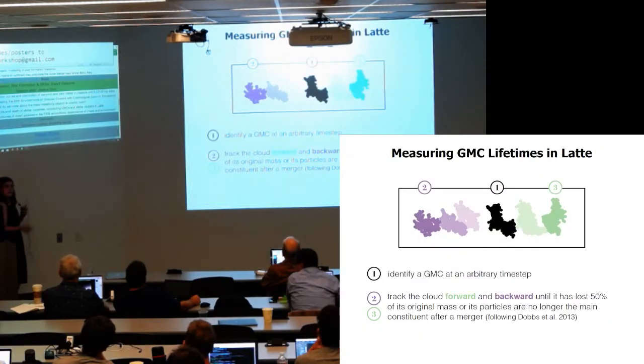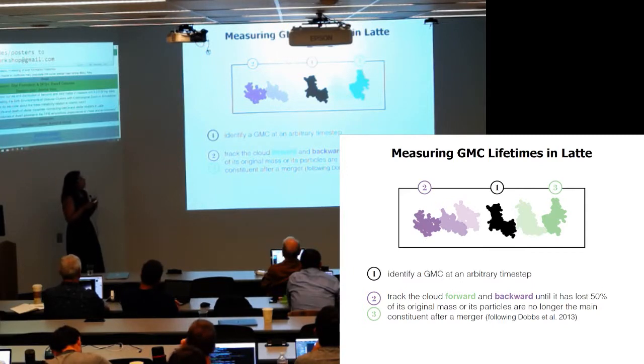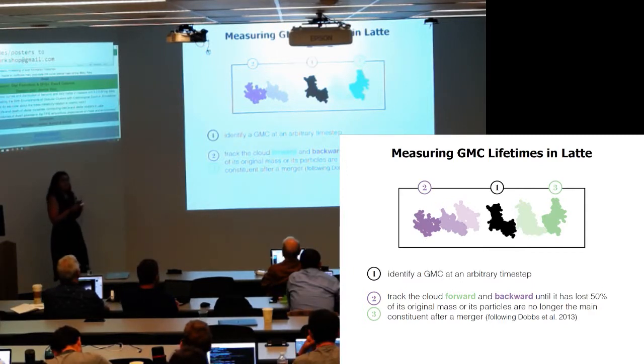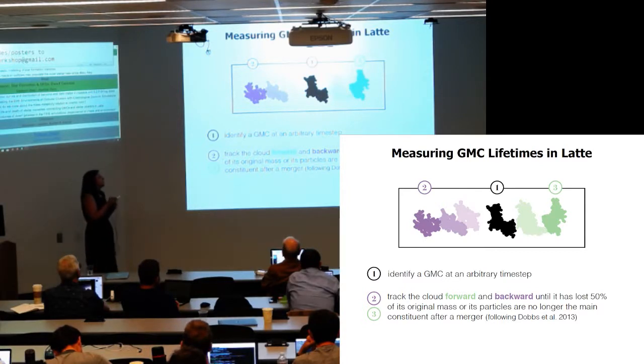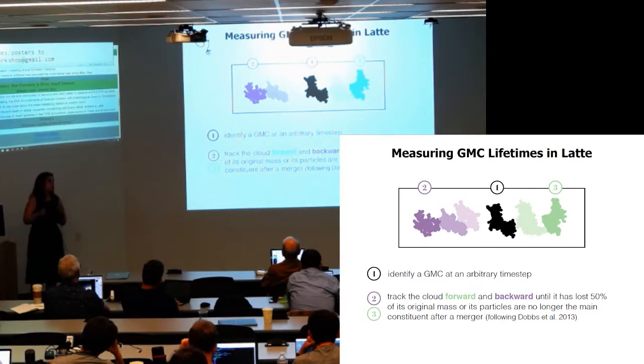But for now, I have to get back to giant molecular cloud lifetimes. So the way that we're going to do this is we're going to do it the same way that Claire Dobbs does in 2013. Basically what you do, if you want to get the lifetime, is you find a cloud at an arbitrary time step in black, you follow it forward, you follow it backward, and you declare it born or dead when it's either lost 50% of its original mass, or it's no longer the main mass constituent after a merger or a split.